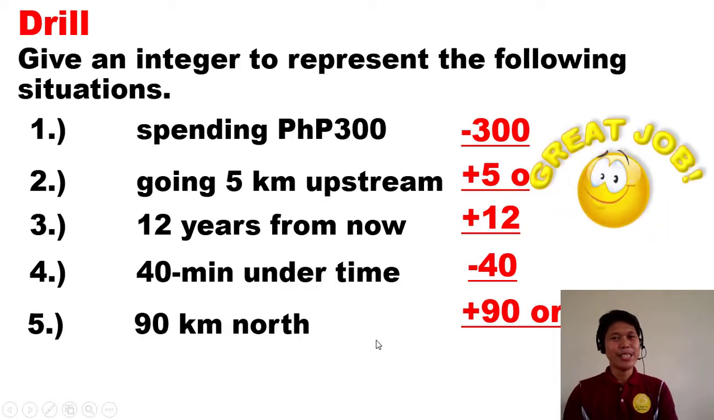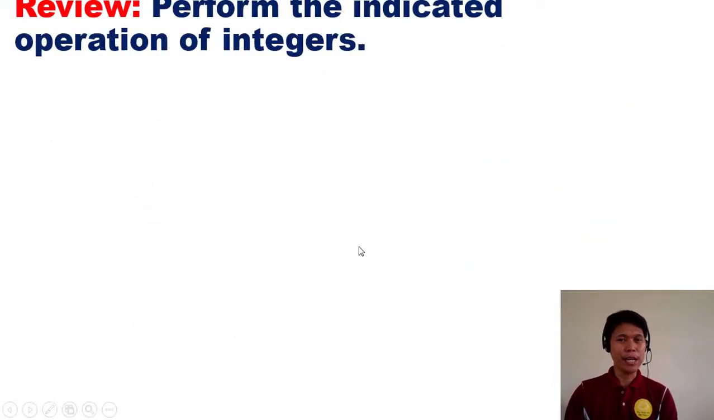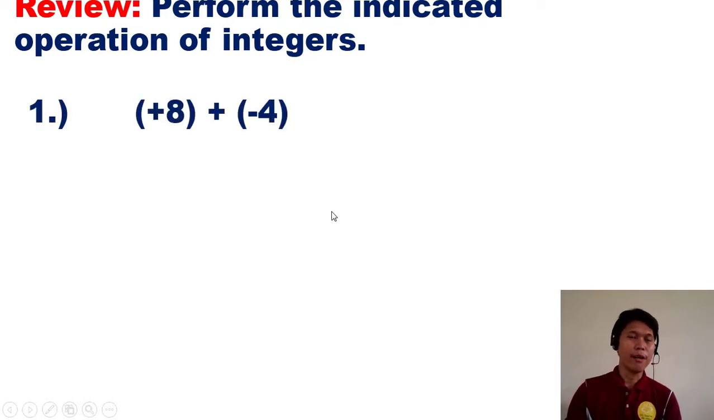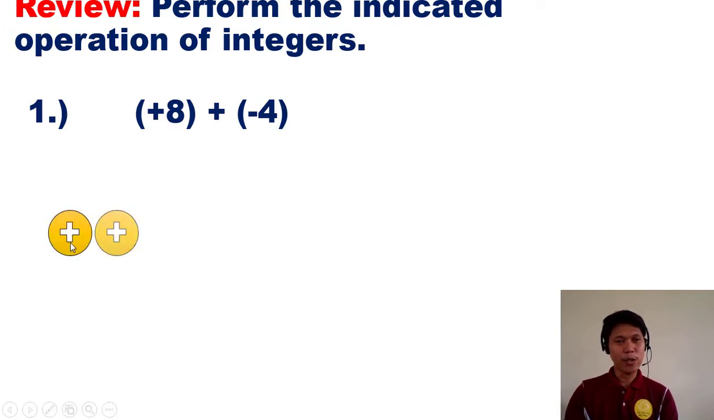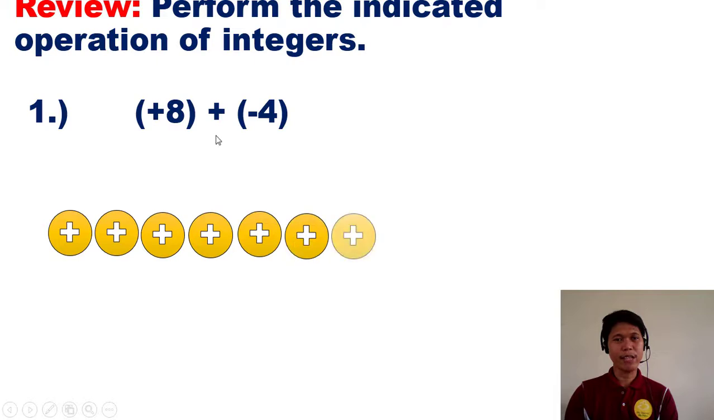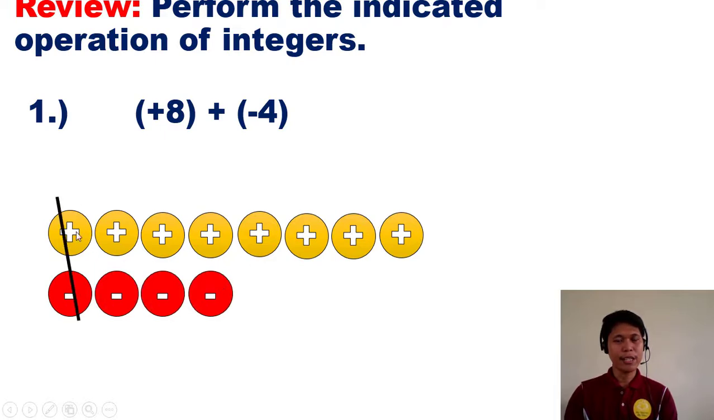Okay, great job. This time, we'll have a review of our last topic. Perform the indicated operation of integers. You can pause the video if you need more time. Number 1, positive 8 plus negative 4. Go. Okay, so using the tiles, we have 1, 2, 3, 4, 5, 6, 7, 8, and then negative 4. Okay, and then 0 pairs. So we have the remaining 4 positives, or positive 4.